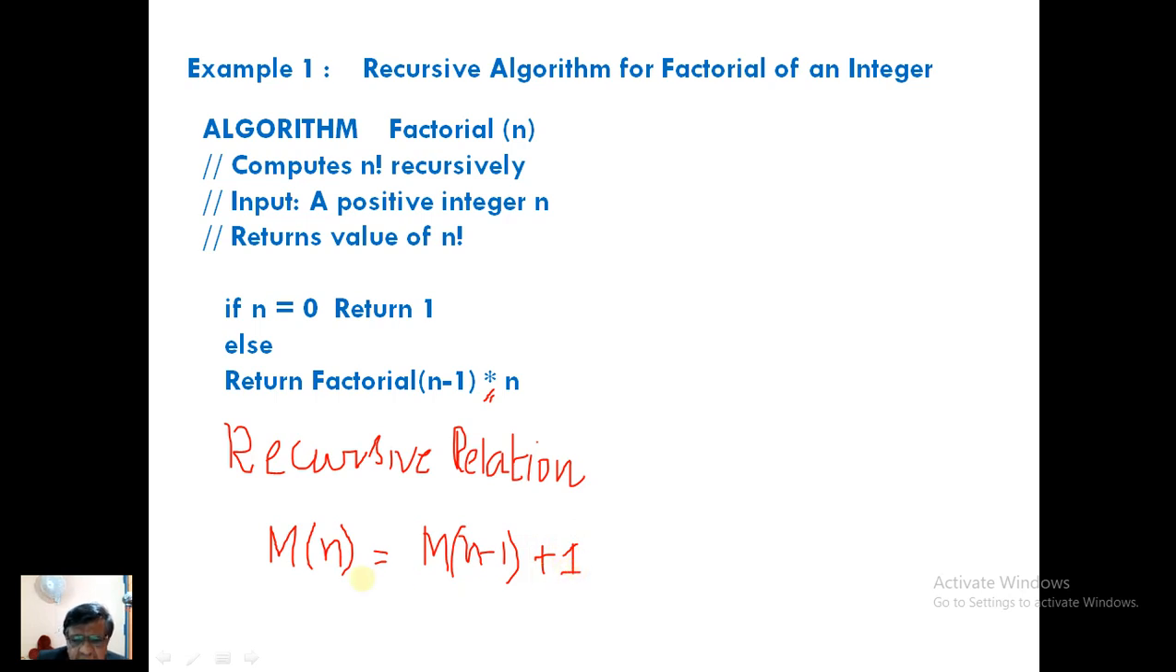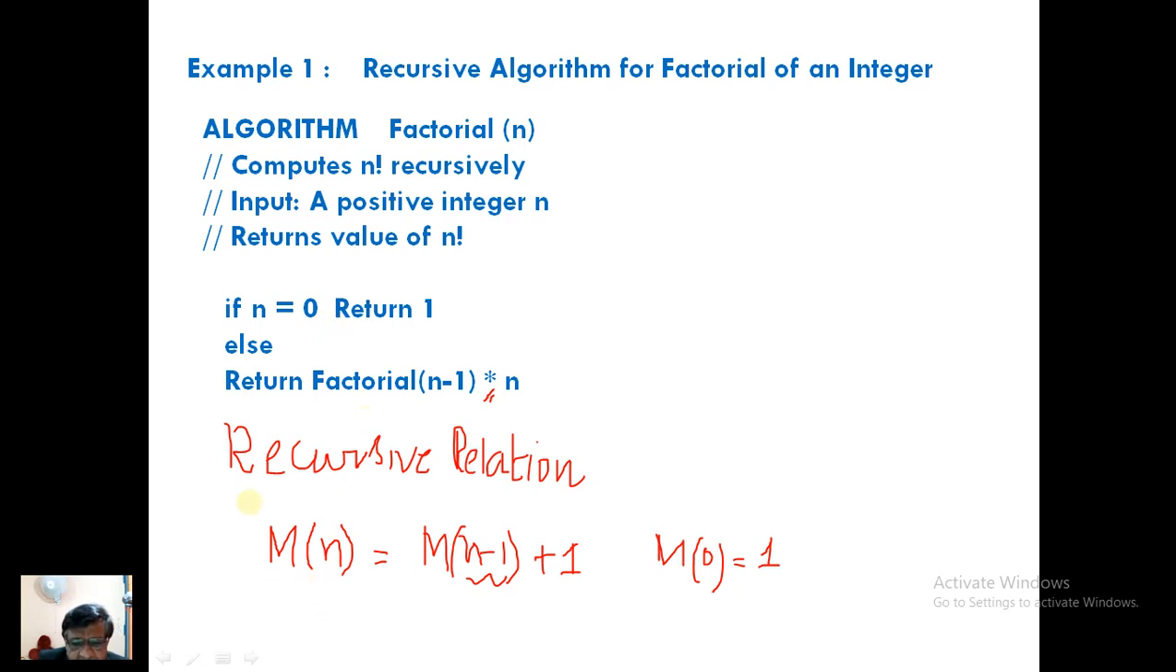I repeat, the number of multiplications required in order to find factorial of n equals as many multiplications as it is needed in order to find factorial of n minus 1, plus 1 multiplication before the function is called. And the base case is m of 0, because if the input is 0, there is no multiplication, because the function will return the answer directly. It is written over here: if n equals 0, it will return 1, and there is no multiplication involved.